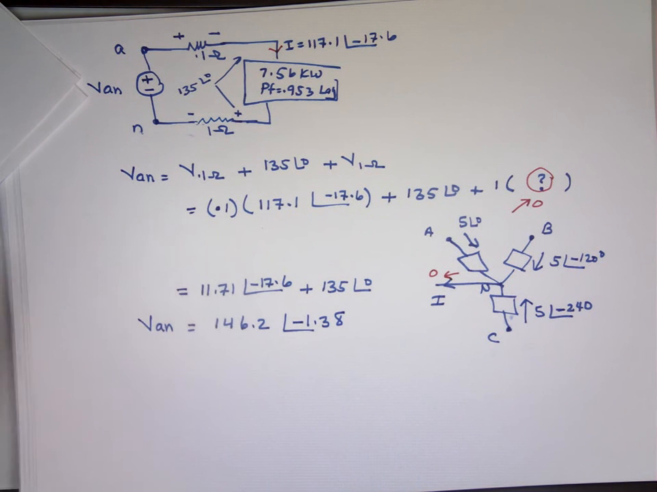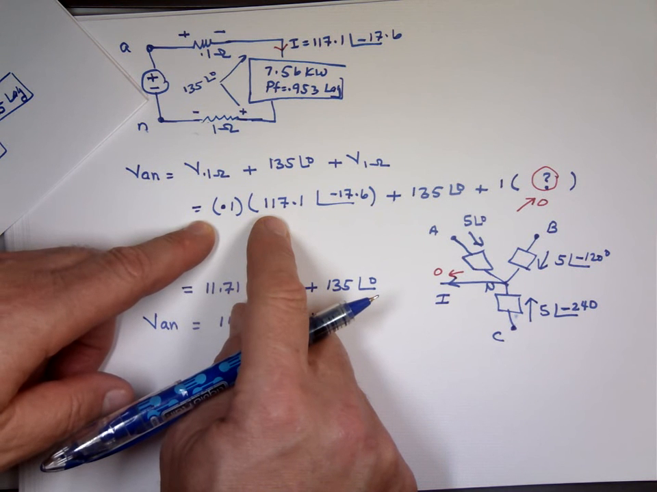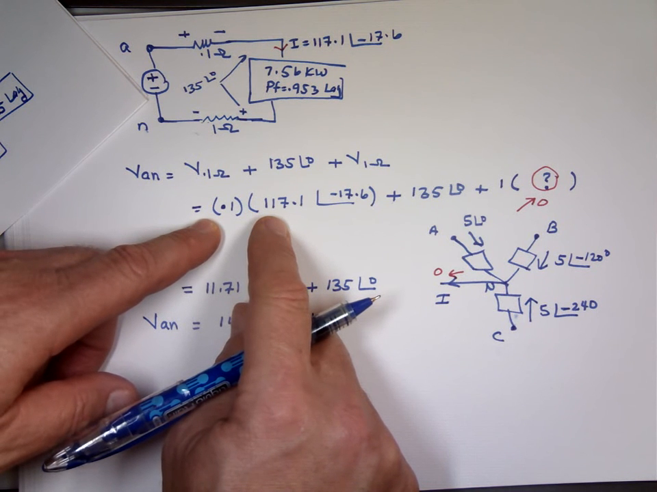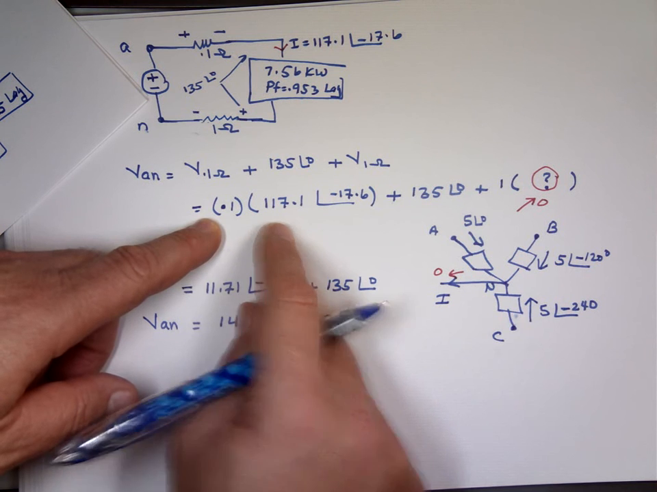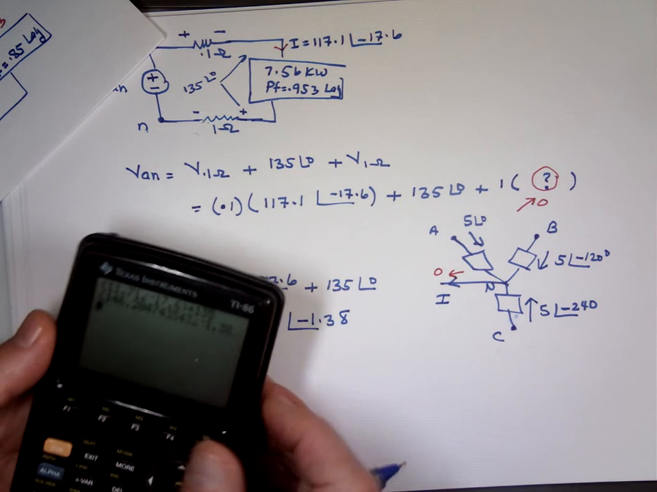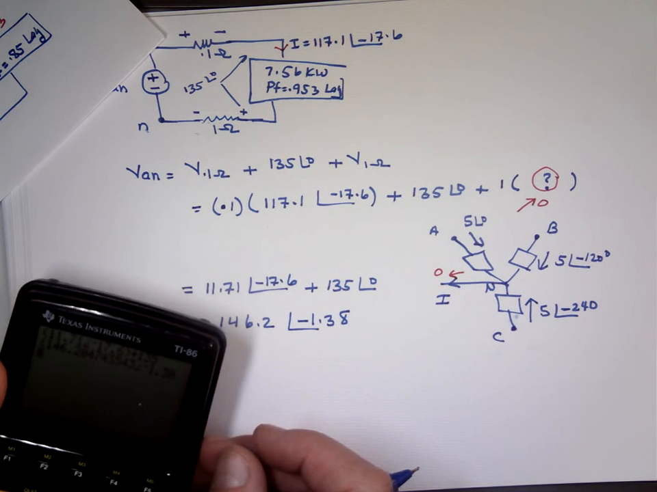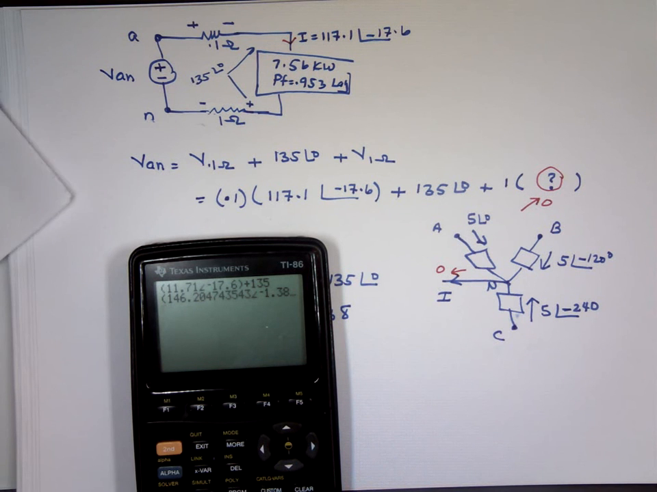What did I say? 146, I came up with 146. You put 11.71 instead of 117.1? Is that what you did? Well, this times this. Oh, that's right. Maybe they just used the magnitude in the first place instead of negative 17.6. There should be 146 there. Let me just make sure, because I'm horrible with calculators. 11.71 negative 17.6. Make sure my current is the right value.